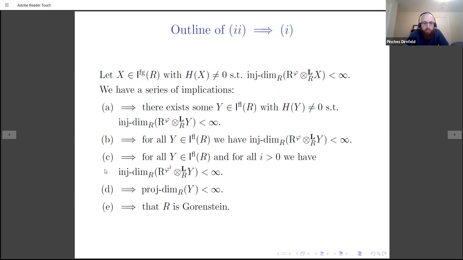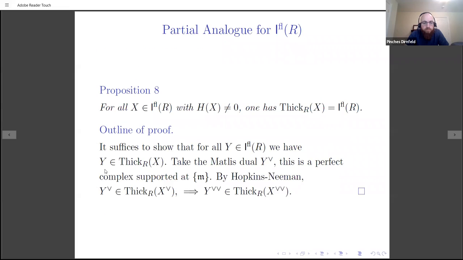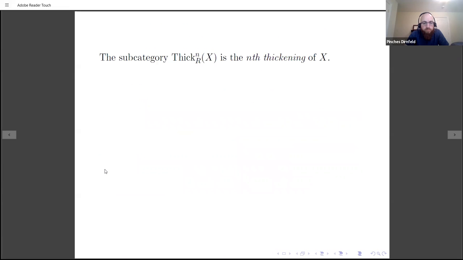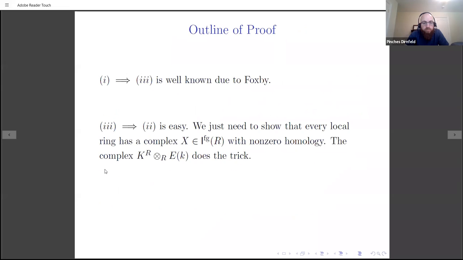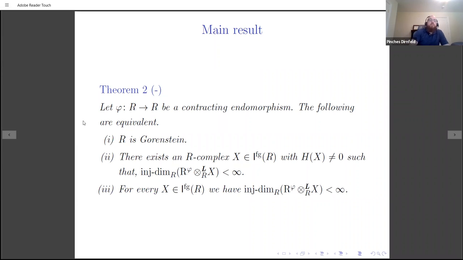So what I'm trying to point out here is, maybe let me go back to the main result. What this main result is saying is, if you start with a complex of finite injective dimension and non-zero, finitely generated homology, and you take the first base change, there are only two possibilities. Either the complex will have finite injective dimension, in which case every subsequent base change with phi will have finite injective dimension and R will be Gorenstein, or this complex blows up right away after the first step.